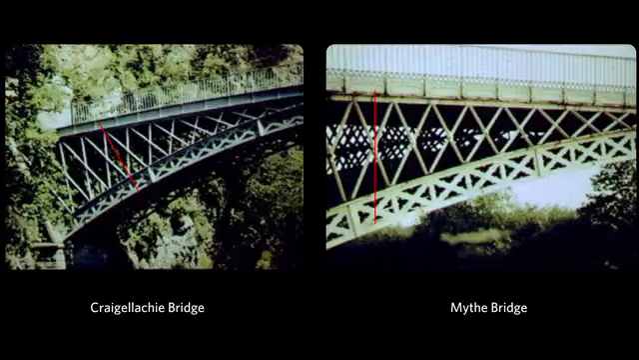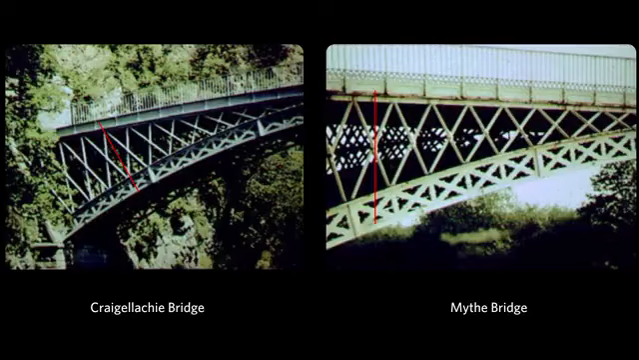The difference between the Craigellachie Bridge and the Myth Bridge is in the spandrels. It's in those diagonal members that connect the deck to the arch. If you look closely, you'll see that they're oriented differently in the Craigellachie versus the Myth. In the Craigellachie, the bisector of those diagonal pieces is normal to the arch. It's coming perpendicular to the arch. Whereas in the Myth Bridge, the bisector of those diagonals is vertical. It's completely straight up and down.